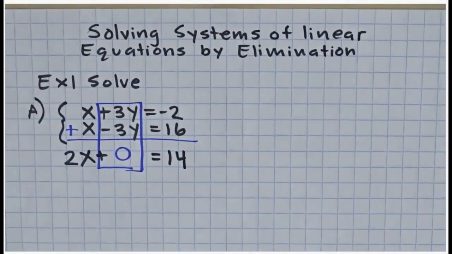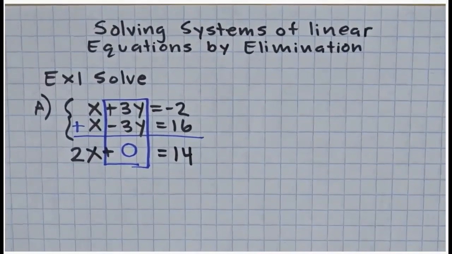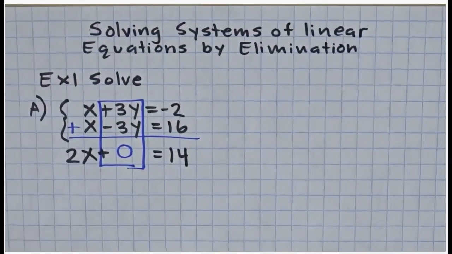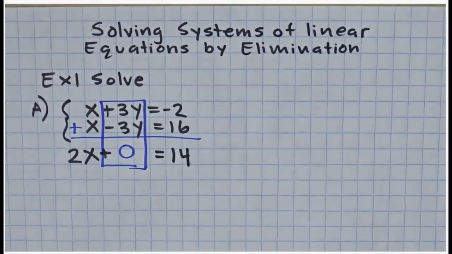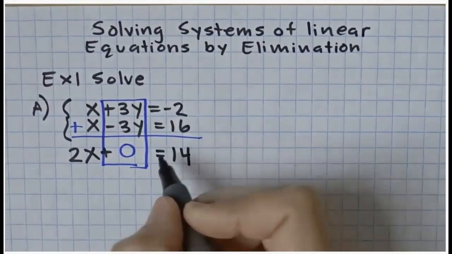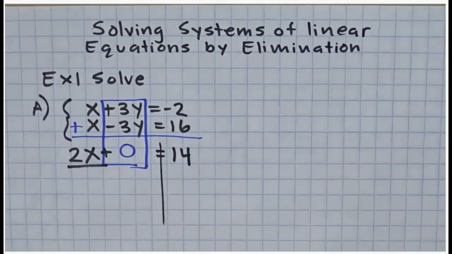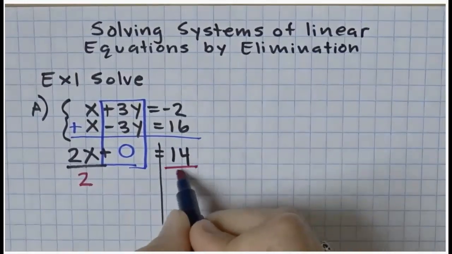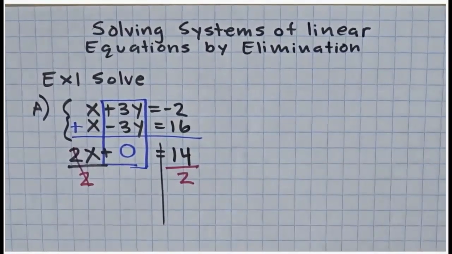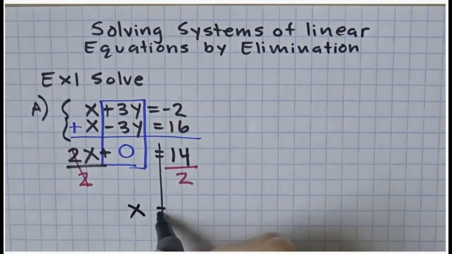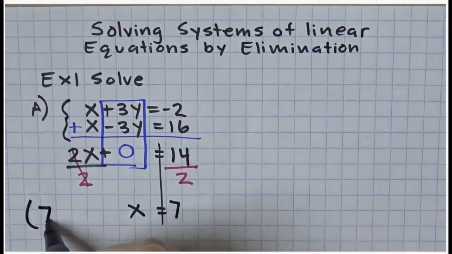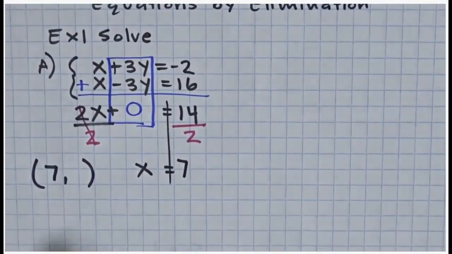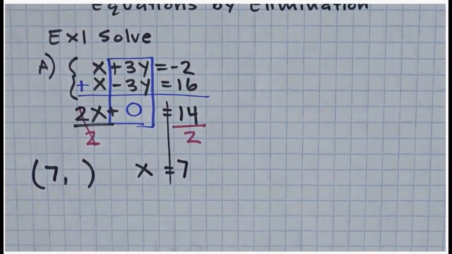So the elimination process is wanting to get rid of one of those variables. And in this case, my y's are all gone. And so now I'm able to focus on finding that x by doing the inverse operation, which is to divide by 2. That's 1x equals 7. So I am almost halfway done. Well, I am halfway done. I got the x coordinate, which is 7.